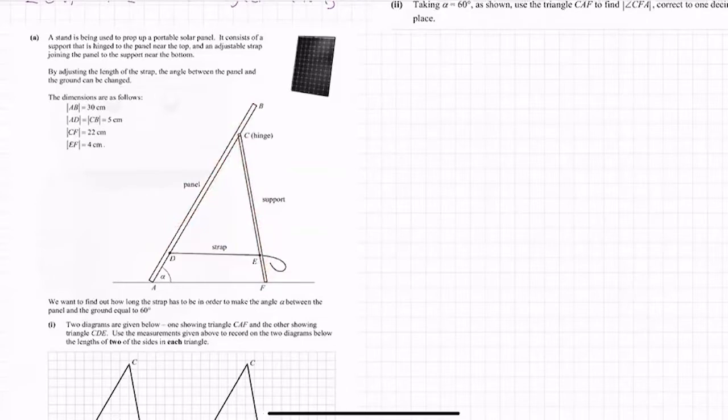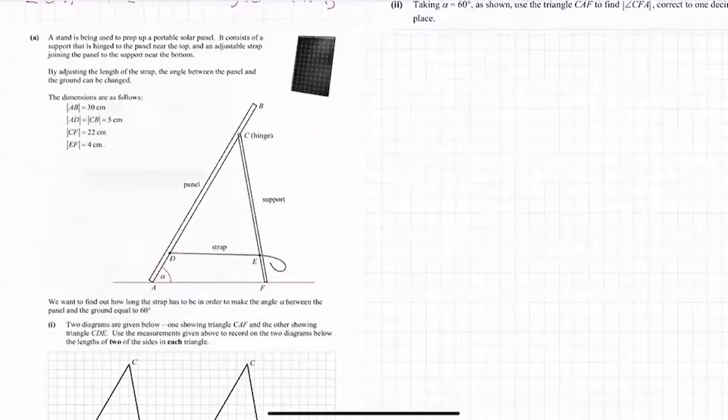Okay, a bit like a toy blackboard with a stand, anything like that that has a stand. By adjusting the length of the strap, the angle between the panel and the ground can be changed, which must be this one here, because I'm assuming that line there is my ground. So if you pull that strap tighter, then the panel is going to move in this way, and when that happens, your angle will get a little bit bigger.